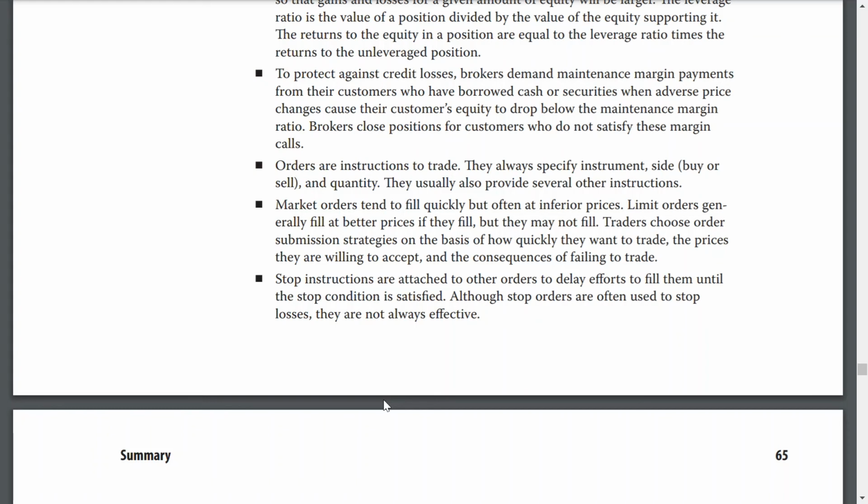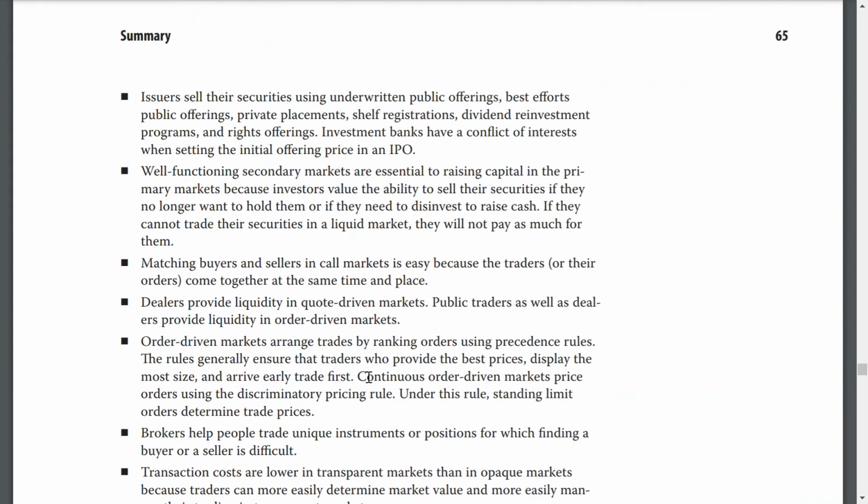Stop instructions are attached to other orders to delay efforts to fill them until the stop condition is satisfied. Although stop orders are often used to stop losses, they are not always effective. Issuers sell their securities using underwritten public offerings, best efforts public offerings, private placements, self-registration, dividend reinvestment programs, and rights offerings.